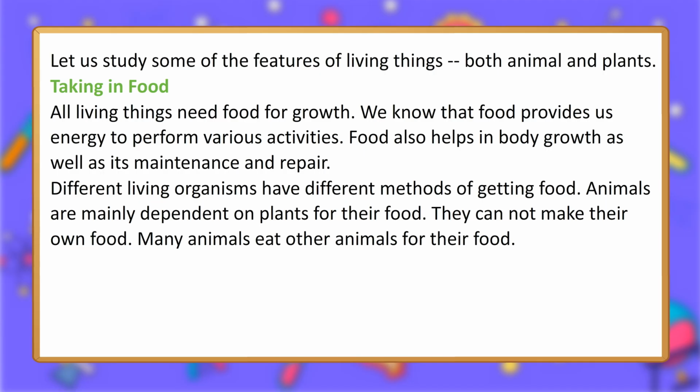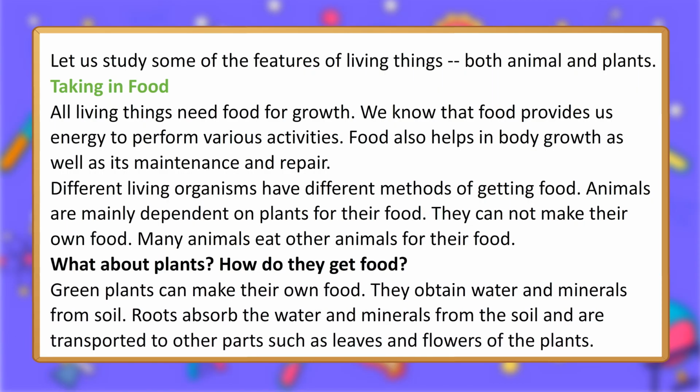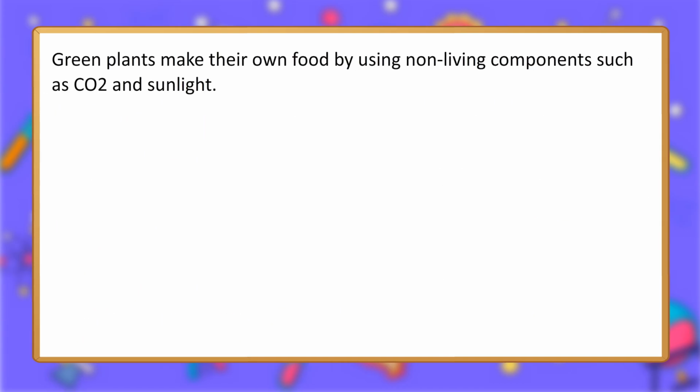Animals are mainly dependent on plants for their food. They cannot make their own food. Many animals eat other animals for their food. What about plants? How do they get food? Green plants can make their own food. They obtain water and minerals from soil. Roots absorb the water and minerals from the soil and are transported to other parts such as leaves and flowers of the plants. Green plants make their own food by using non-living components such as CO2 and sunlight.